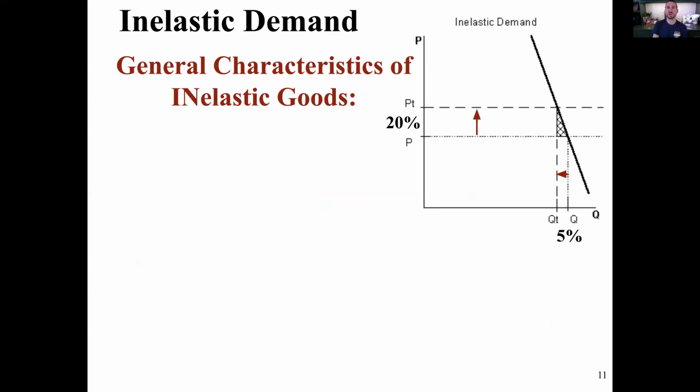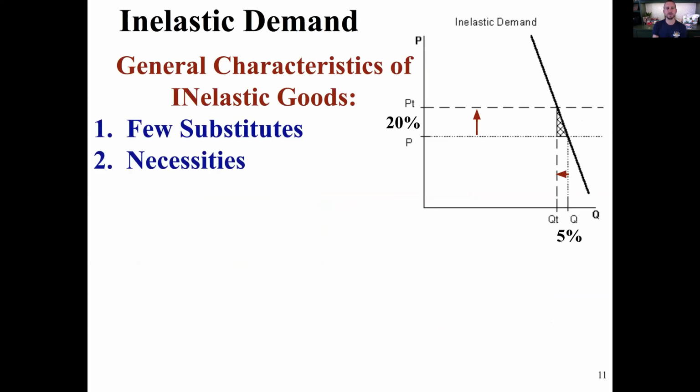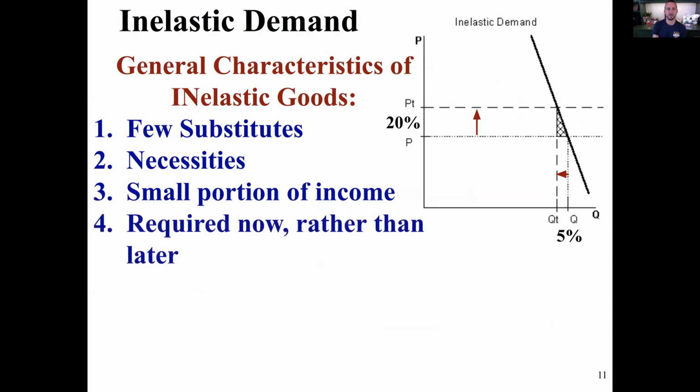Okay, so your general characteristics, I already mentioned these, but very few substitutes. It's a necessity rather than a luxury. It's a small portion of your income. This fourth one's important. It's required now rather than later. So again, if you're thinking about an elective surgery, if I need shoulder surgery, if my shoulder's been bothering me for a couple of years, I don't have to go get the surgery right now. Okay, like I can wait.